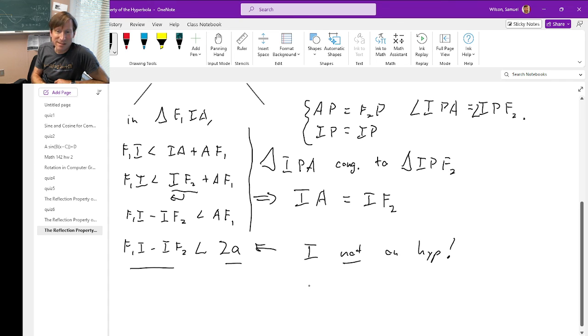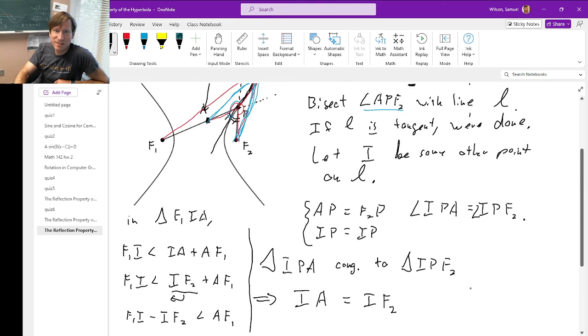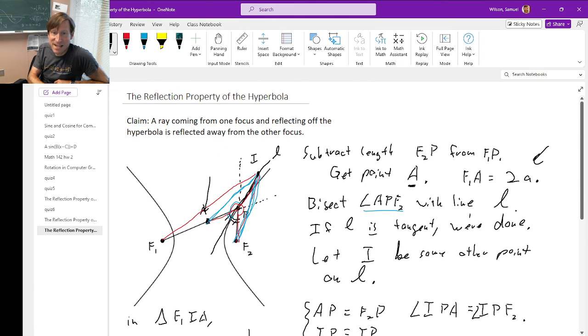And that means that this line L is tangent to the hyperbola at P. Right? So what we've achieved is we've proved that this line is tangent at P, and as we noted before, that means that all of these ingoing angles and outgoing angles for all of these reflections are all equal to each other, and that proves the reflection property for the hyperbola.